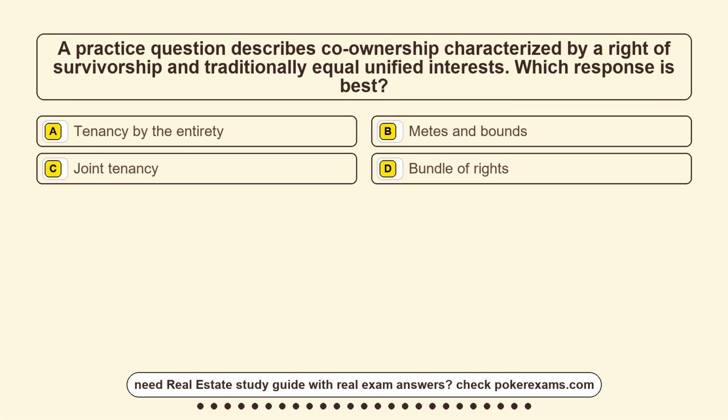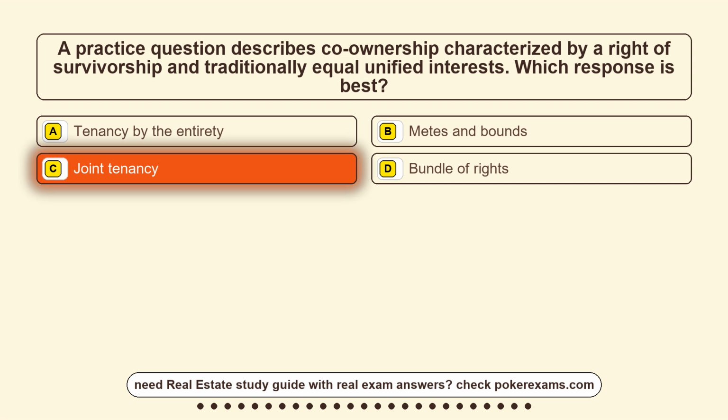Question 15. A practice question describes co-ownership characterized by a right of survivorship and traditionally equal unified interests. Which response is best? Option A, a tenancy by the entirety. Option B, metes and bounds. Option C, joint tenancy. Option D, bundle of rights. The correct answer is option C, joint tenancy.